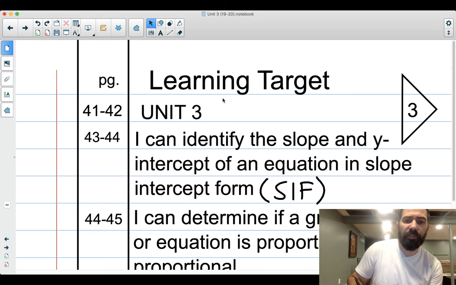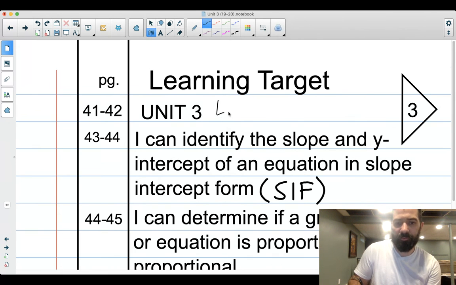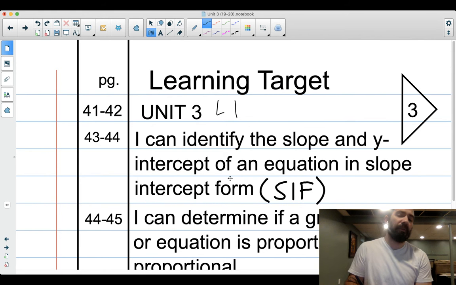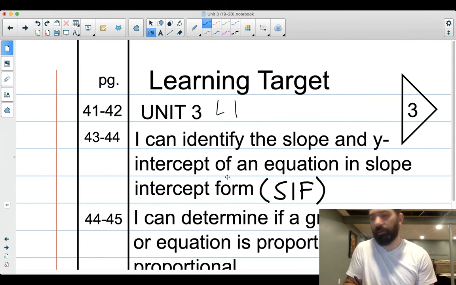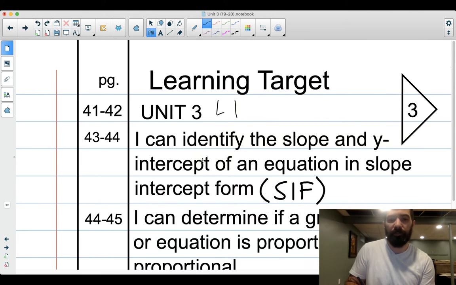All right, Unit 3, Lesson 1 is where we are now. Made it all the way through Lesson 2. We're in Unit 3, Lesson 1. We talked about identifying slope from a table, graph, and equation.